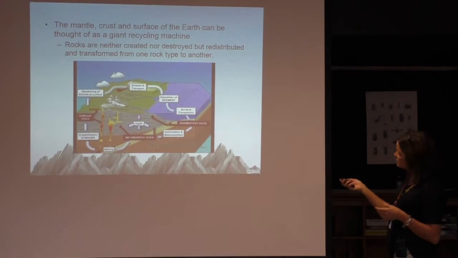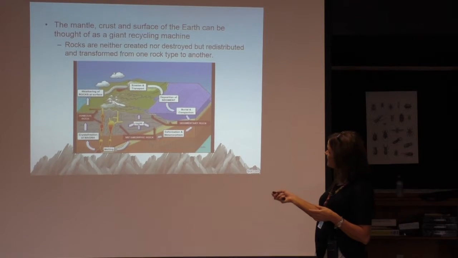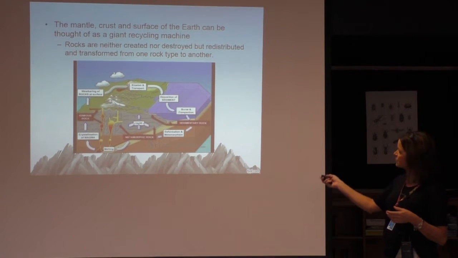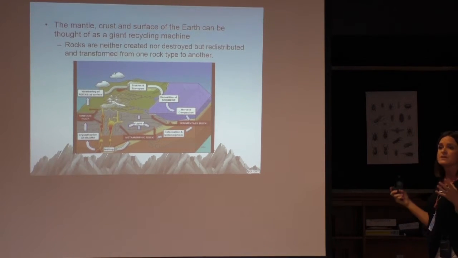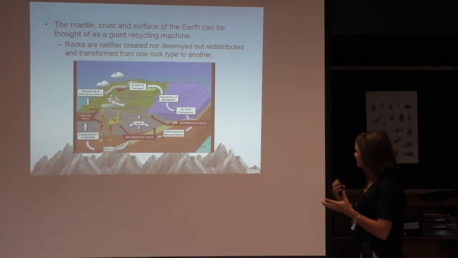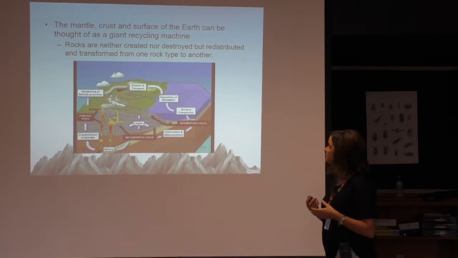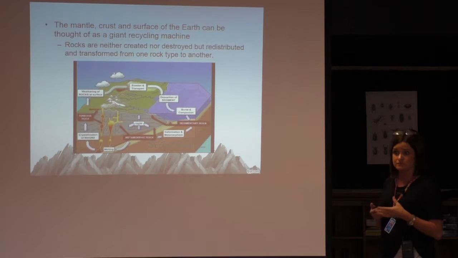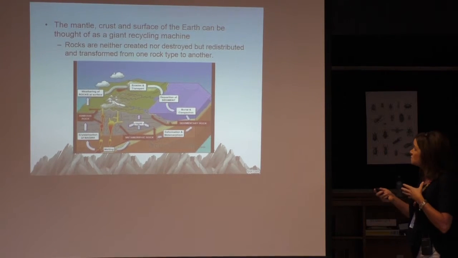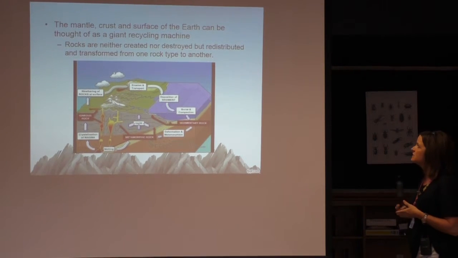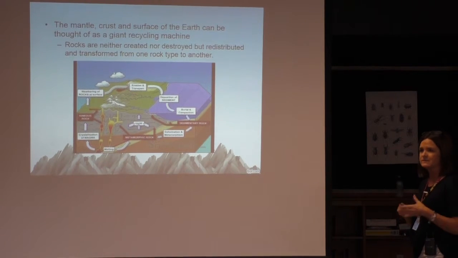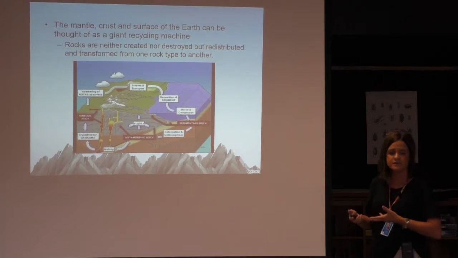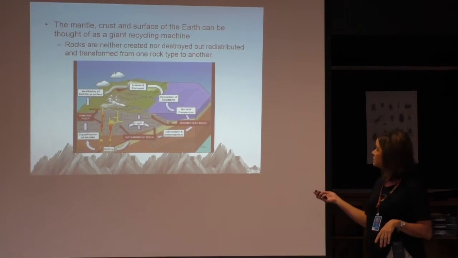Now, this is a diagram showing the earth, under the earth's surface, the mantle, the crust, the surface of the earth. They're thought of basically as a giant recycling machine, and rocks, something that we need to try to stress, are neither created nor destroyed. They're just redistributed. They're transformed into another rock type or a different type of the same rock type. So a sedimentary rock can be transformed into a different sedimentary rock.